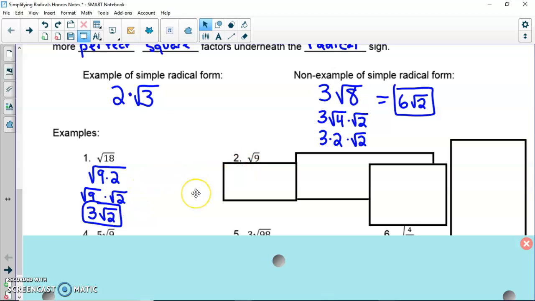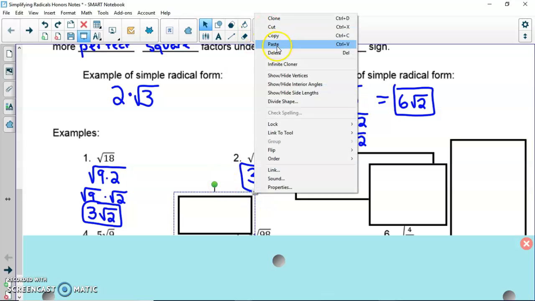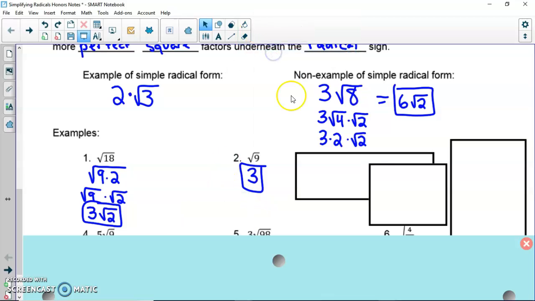Just remember, if you do have a perfect square underneath the radical, you take that perfect square. So for number 2, 9 is a perfect square. And the square root of 9 is saying what times itself is 9? Well, that's 3. So the answer here is just 3. When you are taking square roots, you should no longer have any radicals around those numbers. It is just 3.